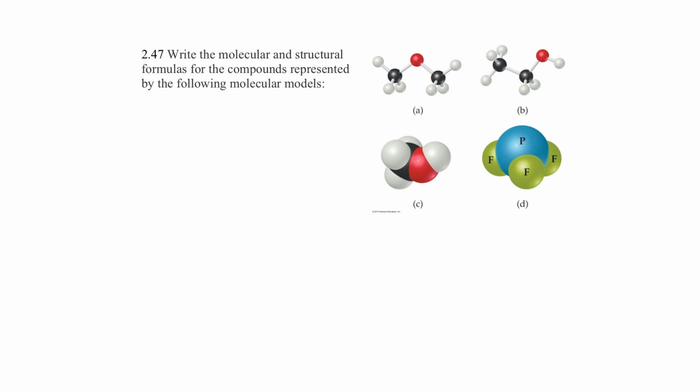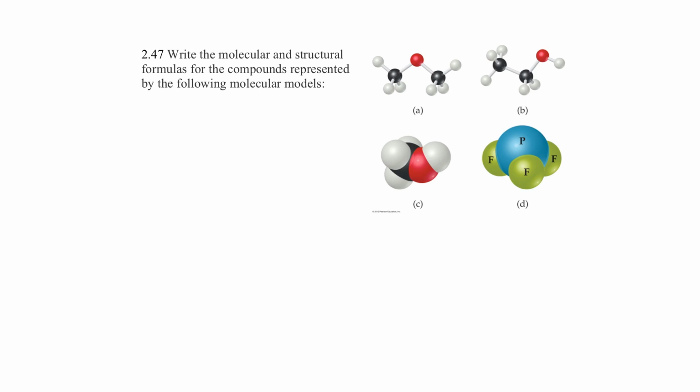Hello, this is Chemistry, the Central Science, 11th edition book. We're in chapter 2 on atoms, molecules, and ions, and we're at question number 47 at the end of the chapter. Write the molecular and structural formulas for the compounds represented by the following molecular models.